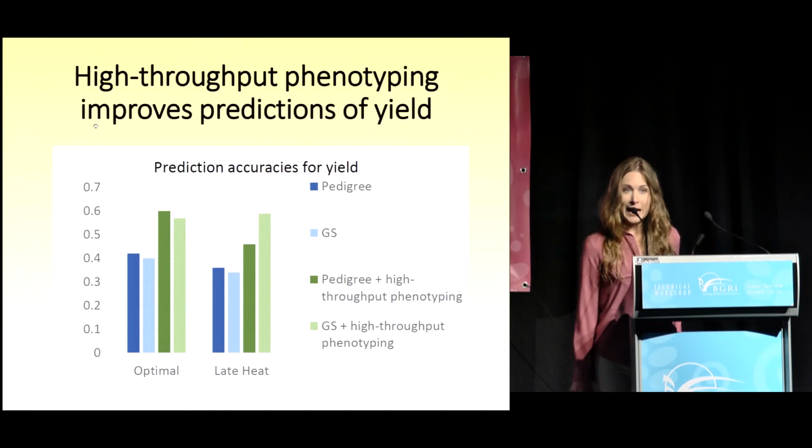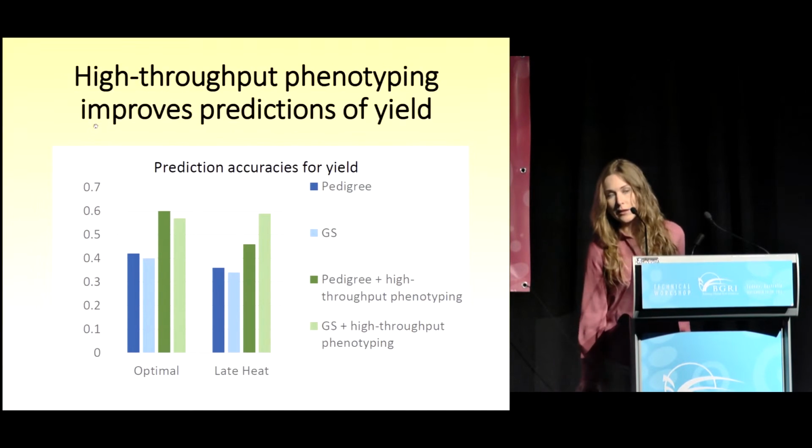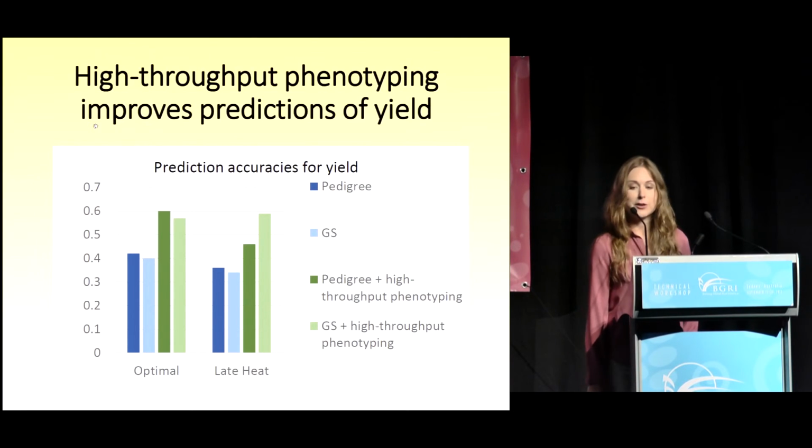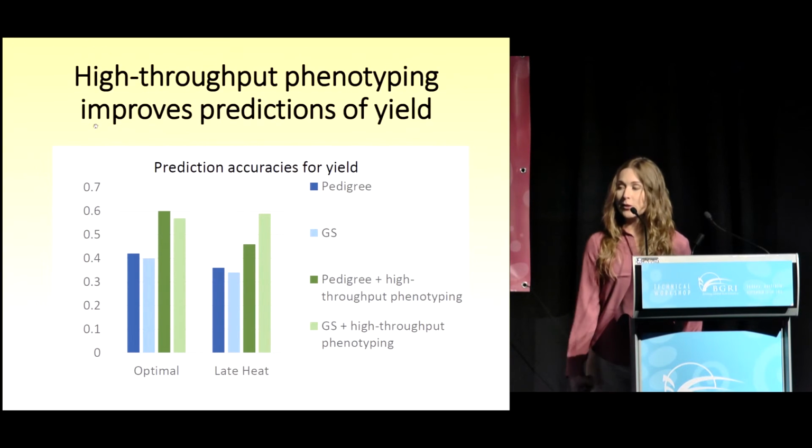This is in optimal and late heat conditions. You can see that having the high-throughput data really improves accuracy. Another interesting aspect is that pedigree plus high-throughput data is more accurate than ordinary genomic selection. So here we have increased accuracy and 20 times cheaper cost.